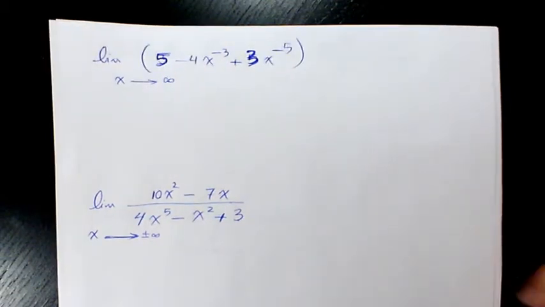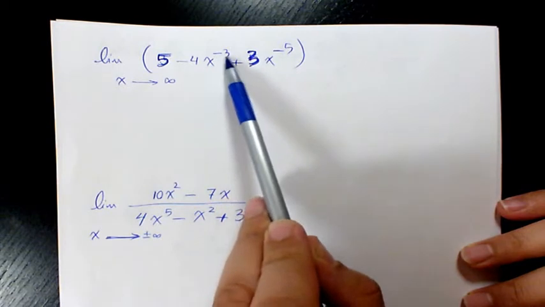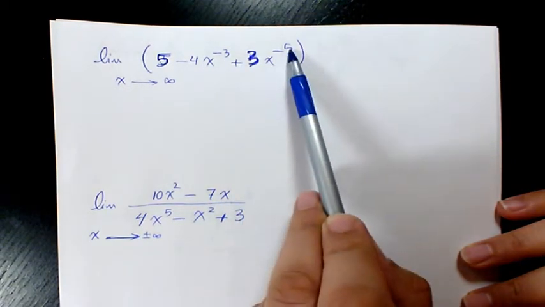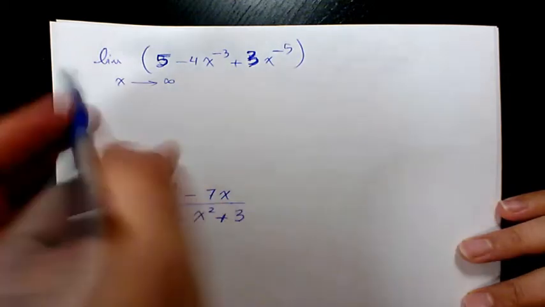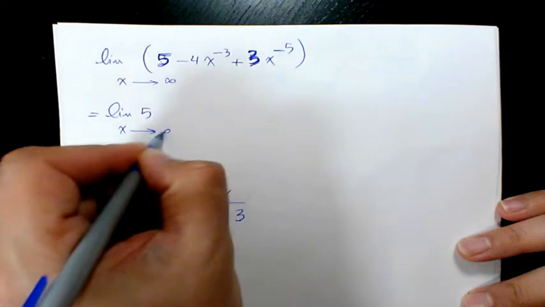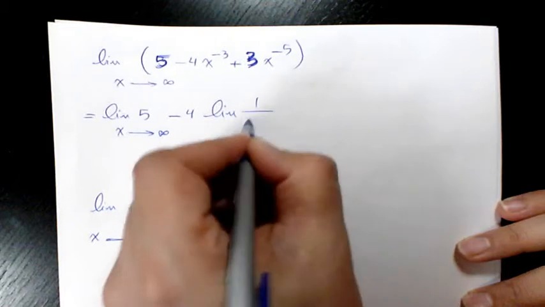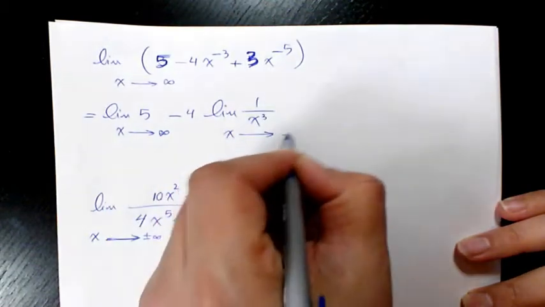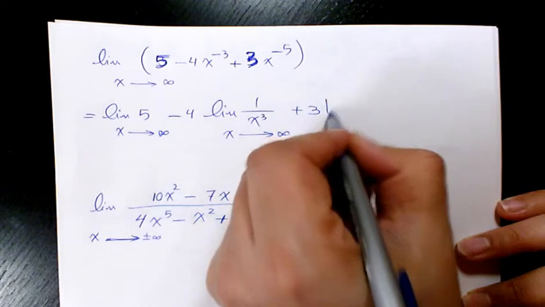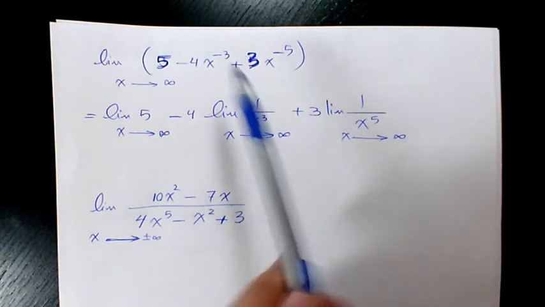Welcome to another video. In this video I want to show you some examples regarding limits at infinity. The first example here I have limit of 5 minus 4x to the power of negative 3 plus 3 times x to the power of negative 5 when x approaches infinity. I can write it as limit of 5 when x is approaching positive infinity minus 4 limit of 1 over x to the power of 3 when x is approaching infinity plus 3 when limit of 1 over x to the power of 5 when x is approaching infinity. You know, when we have the negative exponent, we can bring it in the denominator.